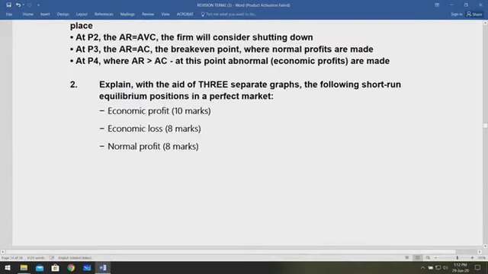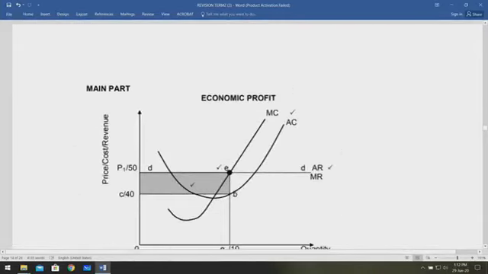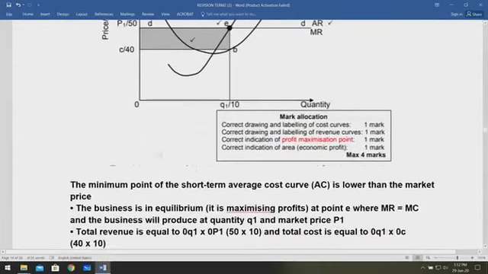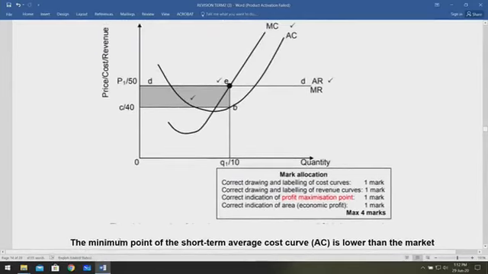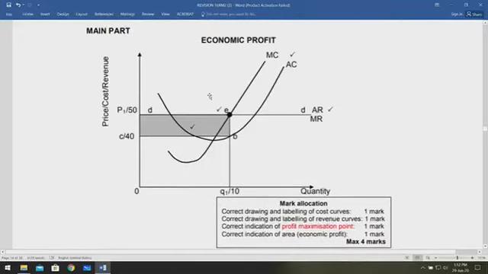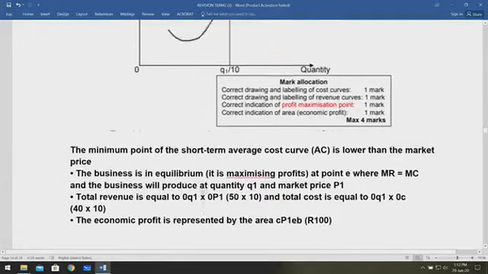So if I look here for economic profit, they wanted 10 marks. So 4 marks for just the drawing of the graph, and then 6 marks obviously for the explanation. Now please bear in mind once again, the explanation is not separate from the graph. You are explaining what is happening on the graph. Okay? It's not a separate item. So you're just saying what is happening.